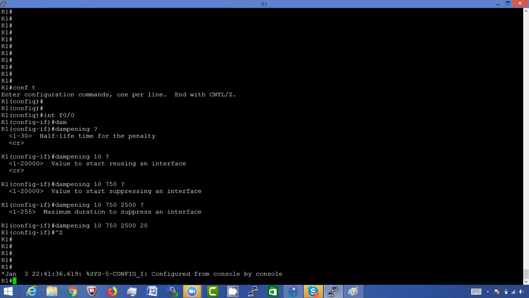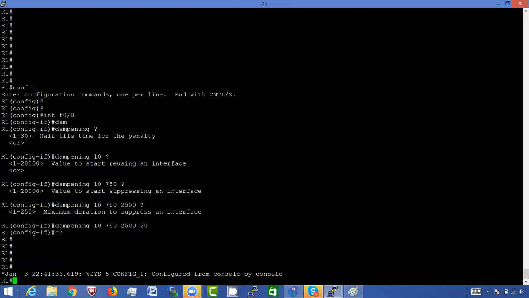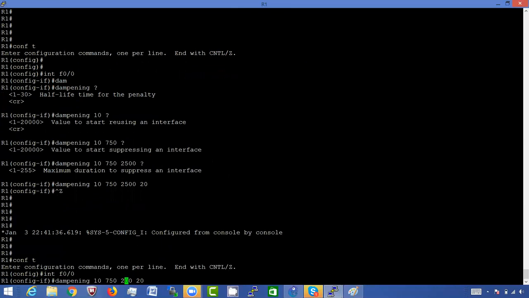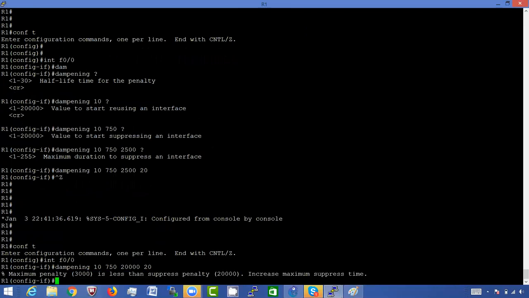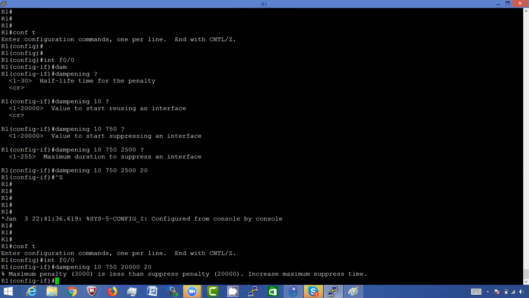See, my router has taken all of these parameters, because my router knows now. My router has done some calculation internally. My router knows now whether these parameters fit into its formulas. If I have given some random numbers, let's say 20,000, then my router gives me an error: the maximum penalty can be 3,000, which is less than the suppress penalty 20,000. Increase maximum suppress time. It is saying, no boss, you need to increase the suppress time, because the parameters you are giving me are not fitting in my formulas. I cannot use these parameters. So you need to increase the suppress time.